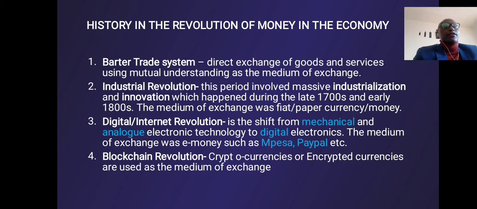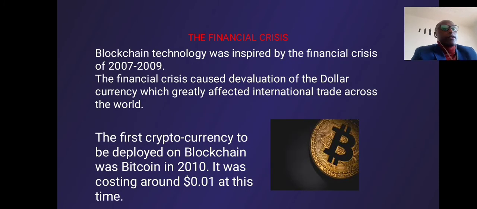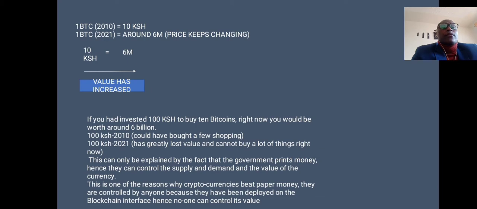So innovators at the time had to find a way to avoid future crises. They invented encrypted money to address the issue of value. The first cryptocurrency to be deployed on a blockchain interface was Bitcoin in 2010, and it was costing around $0.01. That's Kenya shillings, 10 shillings. So if you had 100 shillings at the time, you could have bought 10 Bitcoins. 10 Bitcoins right now are worth around 6 billion Kenya shillings.